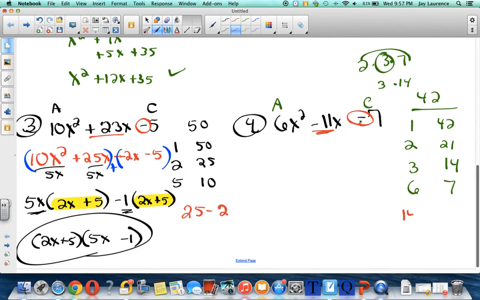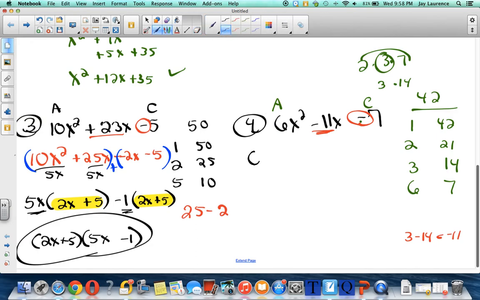Well, 14 minus 3 is 11, right? But I want negative 11. How about 3 minus 14? There you go. You can see why I made such a big deal about being able to subtract positives and negatives. You need to be able to do that, ladies and gentlemen. You can't just keep blowing it off. So I'm going to need a positive 3 and a minus 11.